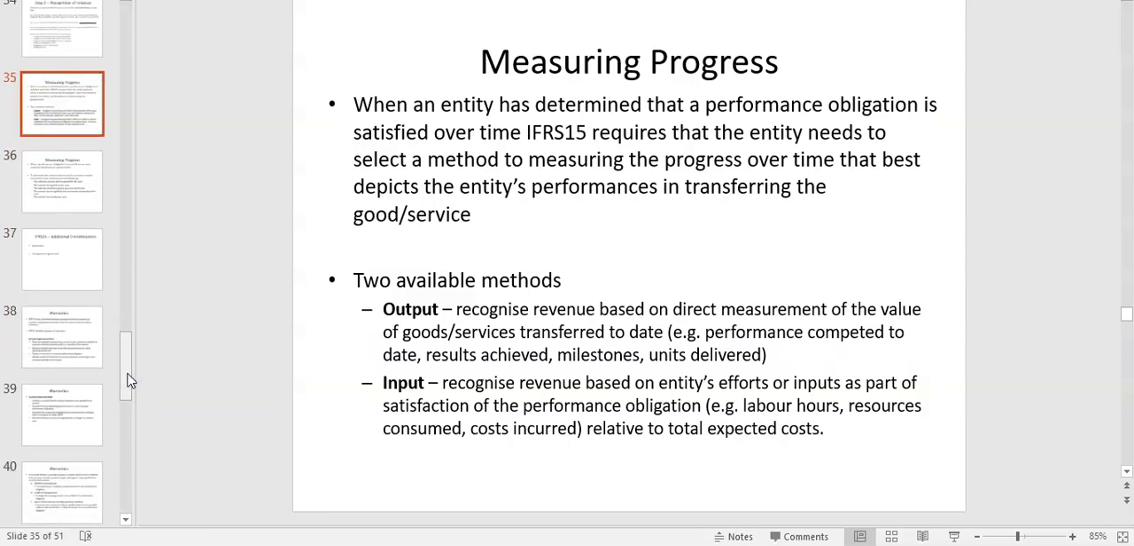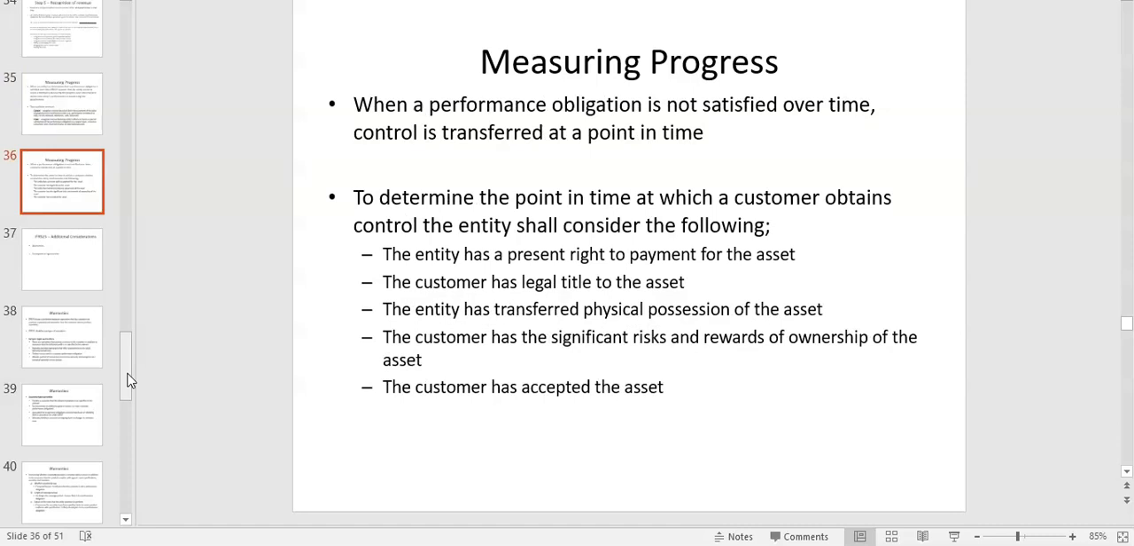period of time. You can say, well, I'm going to recognize it based on the output, based on how many months are gone, or how many milestones have been achieved, or maybe input based on how much costs have incurred or labour hours. Probably more relevant when you're dealing with construction contracts, which you will deal with next year in IFRS 15. We're just looking at pure revenue contracts for this year. And again, that just gives you an idea of how you approach it. So when a performance obligation is not satisfied over time, control is transferred at a point in time. And typically when we're looking at when does control transfer, you're looking at some of these key characteristics.